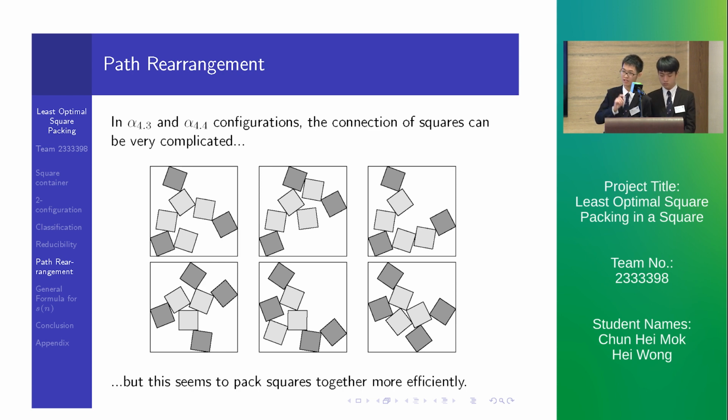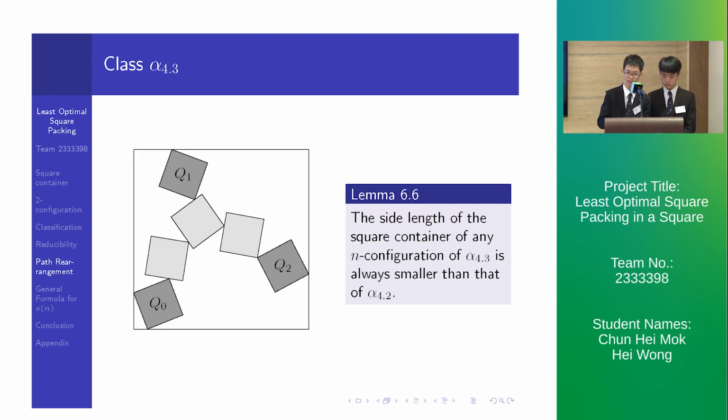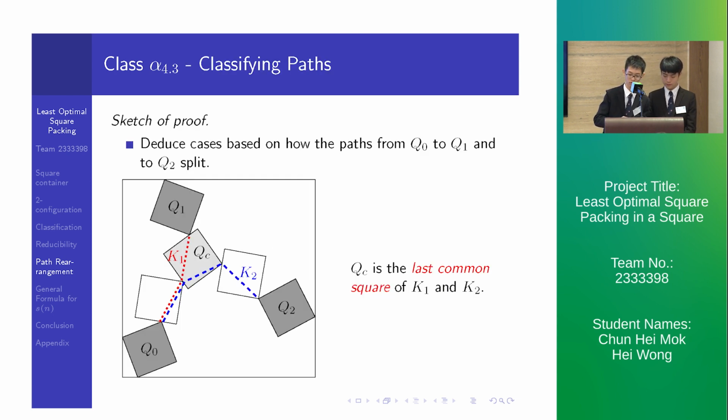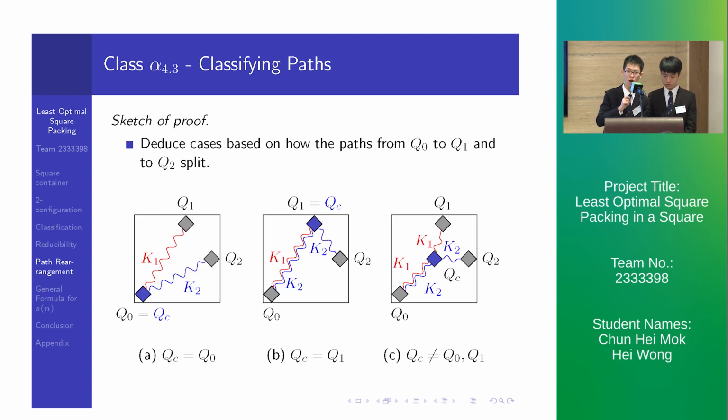Thus, the key is to omit unnecessary details in the configurations. Let's take a look at class alpha 4.3. We have to prove this container is smaller than a container of class alpha 4.2. We can find a path K1 from Q0 to Q1 and a path K2 from Q0 to Q2. Furthermore, let QC be the last common square of the two paths. We'll then deduce cases based on how K1 and K2 split. The three cases are when QC is Q0, QC is Q1, or neither.